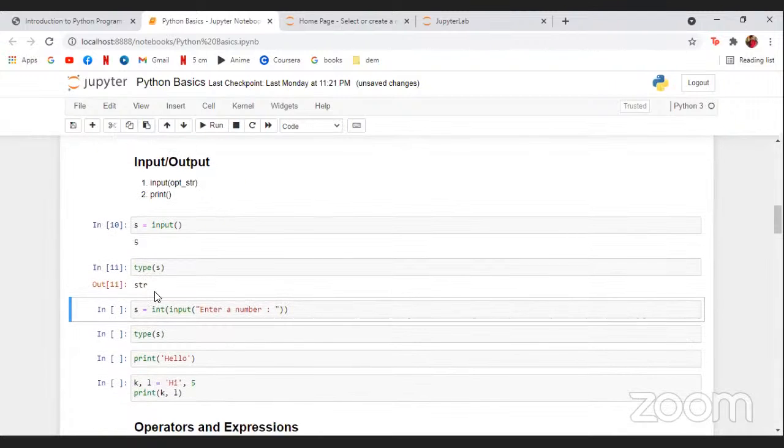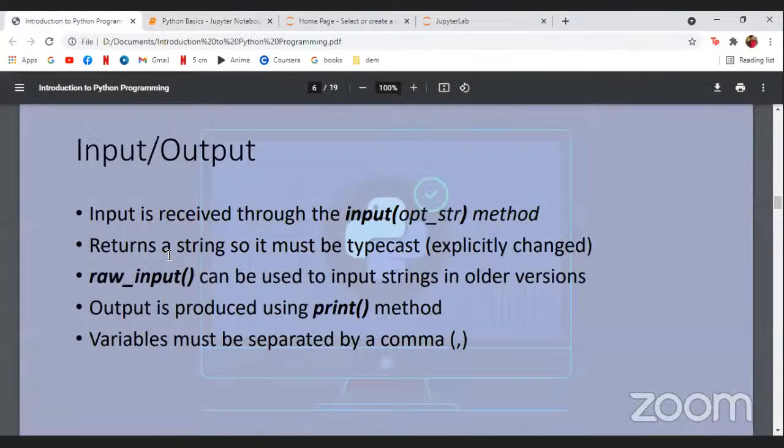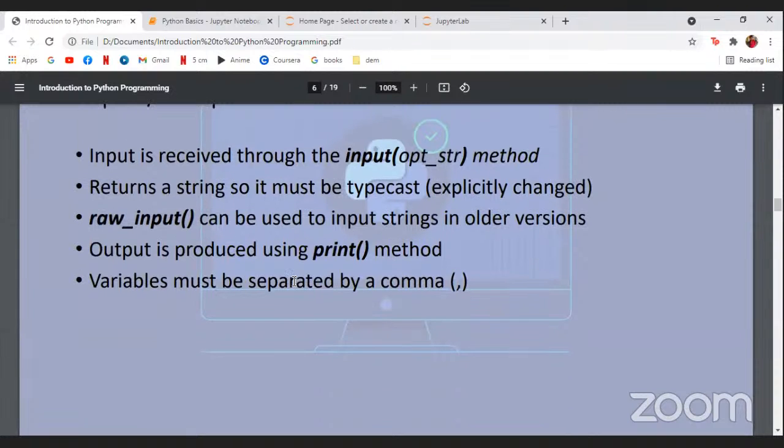Because input always returns a string type. So you should keep that in mind, because if you input S and you type 5 and you try to do addition or subtraction with that, you will get an error because it's inputted as a string, but you want it as an integer. So how do you do that? Is through typecasting. So typecasting is when you forcibly change the type of a variable.